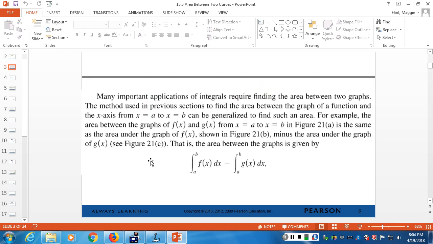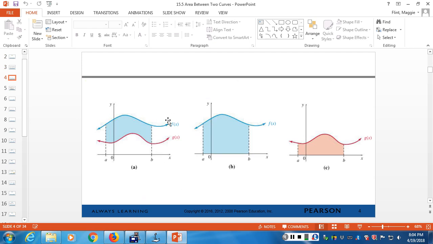So what we're looking at here is the area under the curve of two different functions. For example, this is f of x and this is g of x. The total area under f of x is blue, and the total area under g of x is pink. But if we wanted the area between f of x and g of x, what we would do is subtract the area under f of x, because it's larger, minus the area that's under g of x, which is smaller. And we would have the area between those two curves.